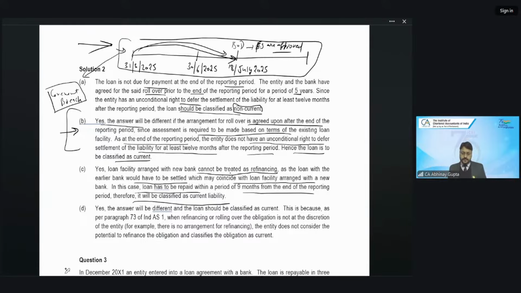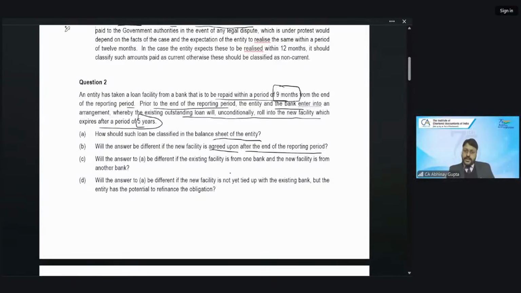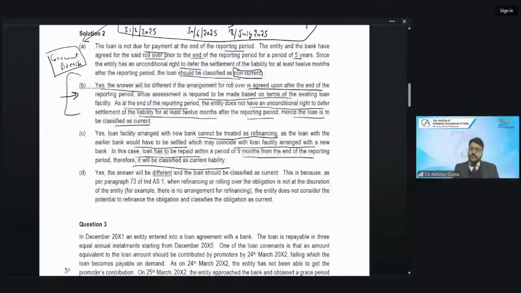Clear? Yes, sir. And the last, what was the last situation? Will the answer be different if a new facility is not yet tied up with the existing bank, but the entity has the potential to refinance? Again, what will happen? It will be current only. Why? Because the company is planning or has the potential to refinance, right? So that is a future course of action. Whether it happens or not doesn't matter, right? As on 31st March, I have the obligation which needs to be settled within the next 9 months. Correct?